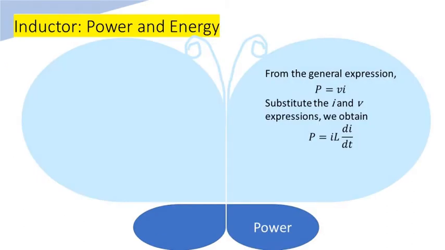In this part, we are going to see the power and energy stored in an inductor. Using the general equation of power, which is a multiplication of current and voltage, the power delivered to an inductor P is given by the current i times the inductance L times the derivative of current i.